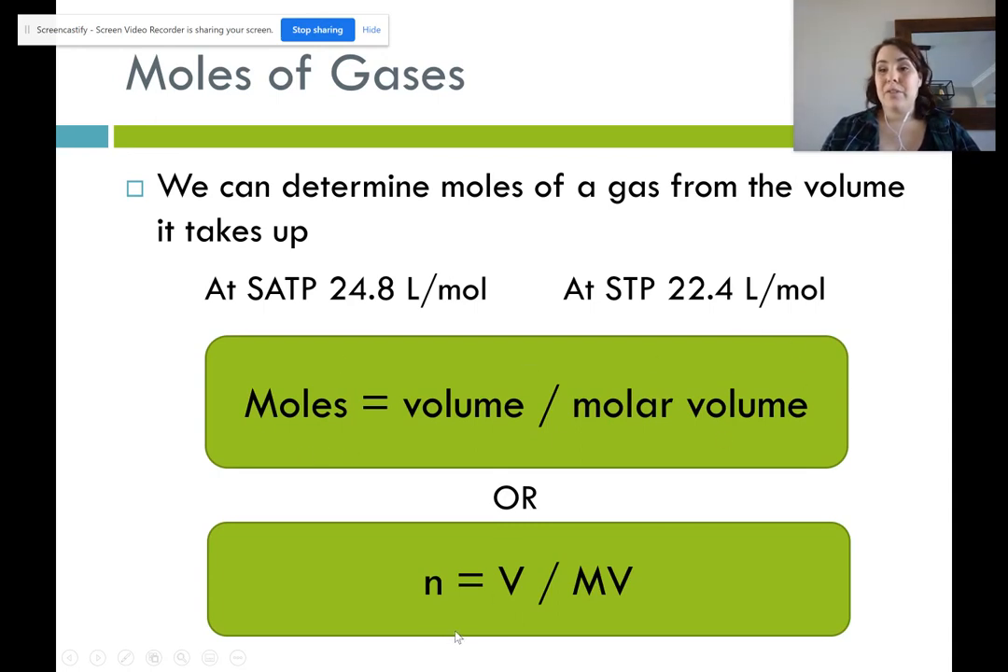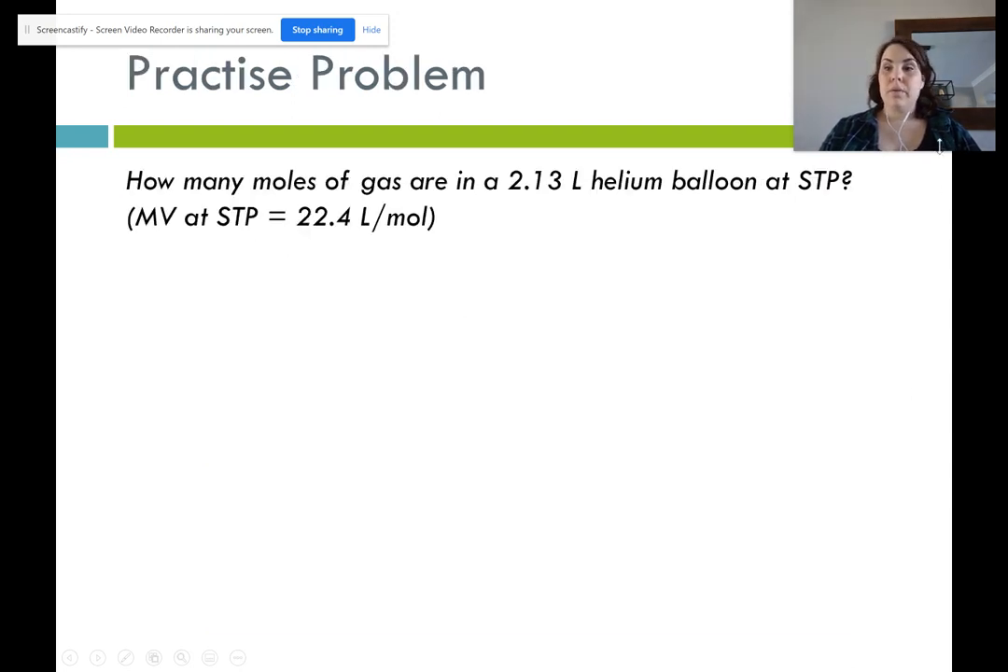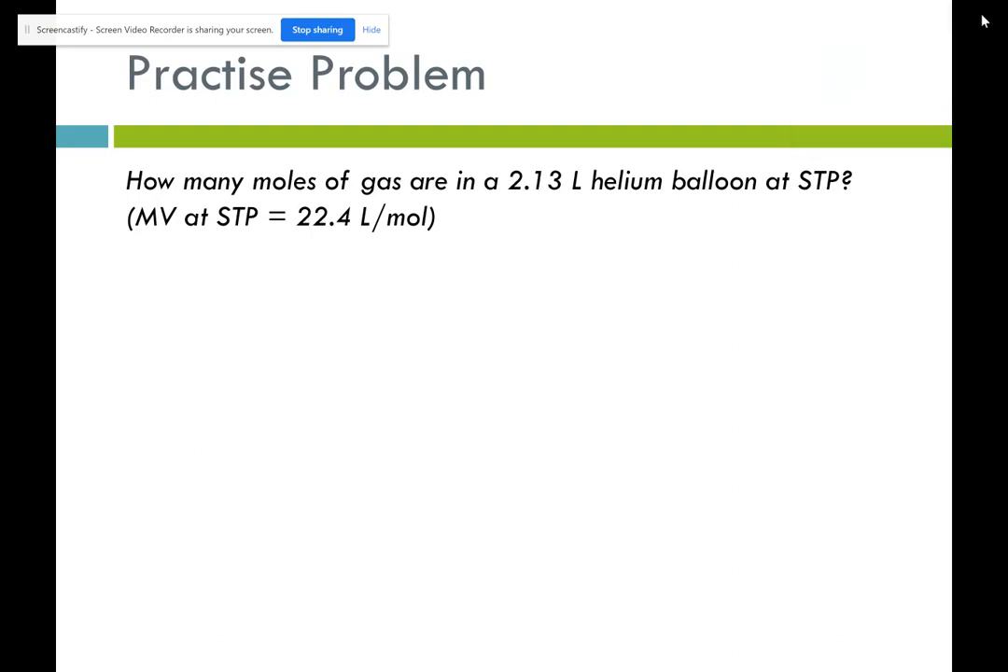So this formula should look very similar. It's essentially what we used to do for molar mass, but instead of saying moles is mass divided by molar mass, we're going to say moles is volume divided by molar volume. Okay? So I'm going to make myself disappear so we can do some of these questions together.